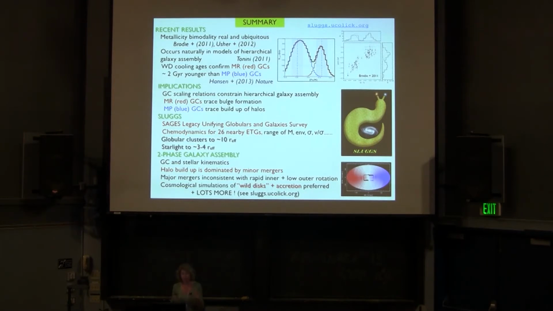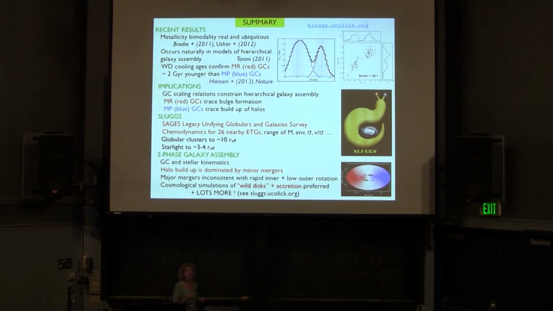So I'm done now, but I'll just quickly review what I told you. The recent results that have been very important: metallicity bimodality is real and ubiquitous, so don't let anybody tell you otherwise. It occurs naturally in models of hierarchical galaxy assembly. These new white dwarf cooling ages confirm what we suspected all along, that the metal-poor globular clusters are older by about a couple of gigayears than the metal-rich ones.